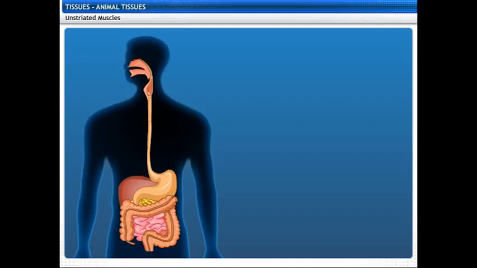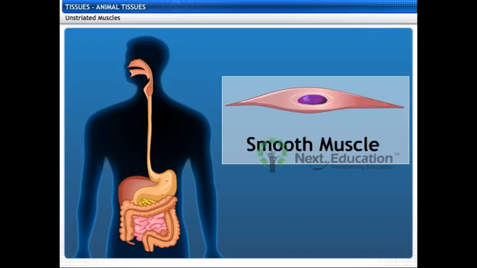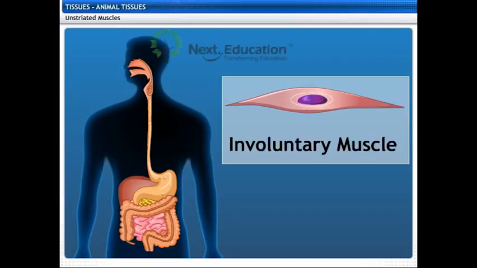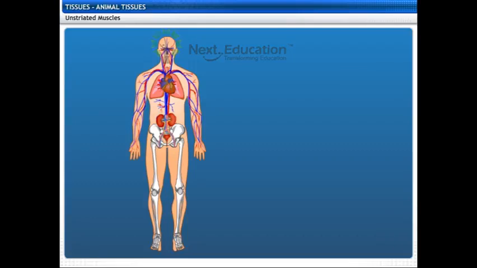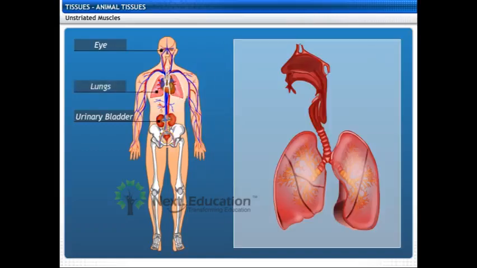See how the food is pushed down to the alimentary canal by the contraction and relaxation of muscles. This process is done by unstriated muscles, which are spindle-shaped with one nucleus. They do not have striations and are called smooth muscles. They are also beyond our control and are called involuntary muscles. They are found in the iris of the eye, urinary bladder, and bronchi of the lungs.